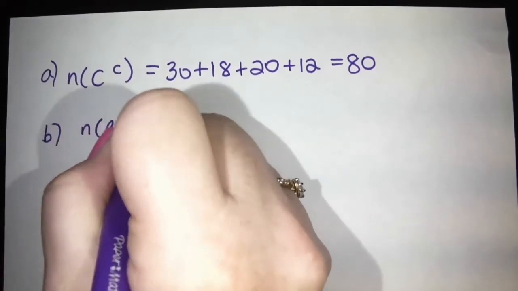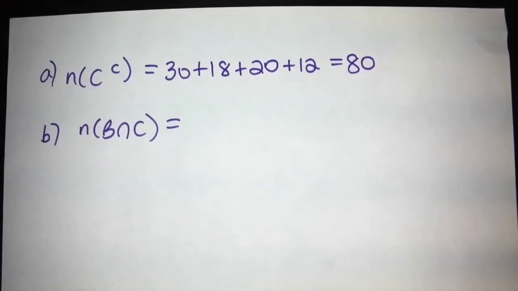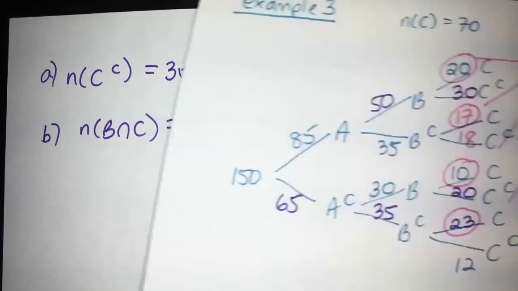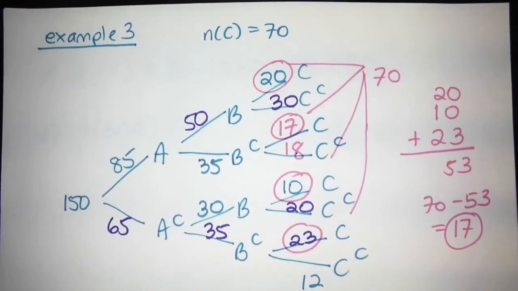Part B, I want you to find the number that are in B and C. So look at your tree. What's in B and C at the same time? B and C.